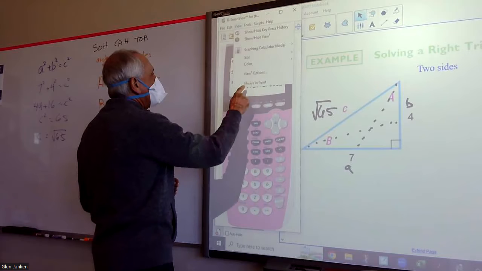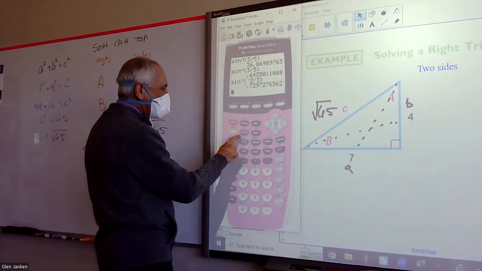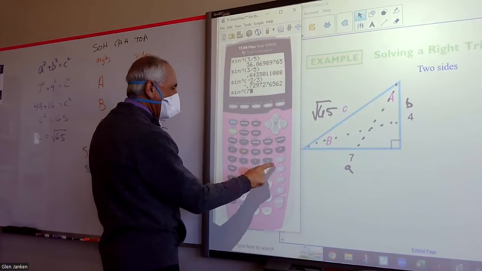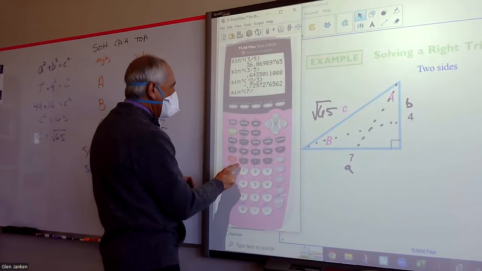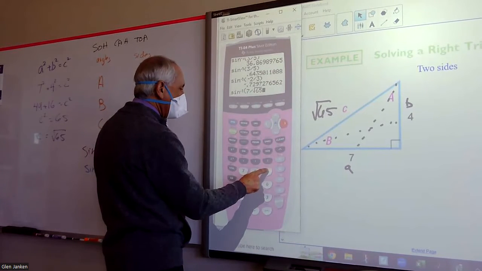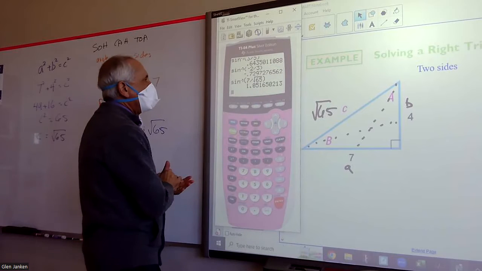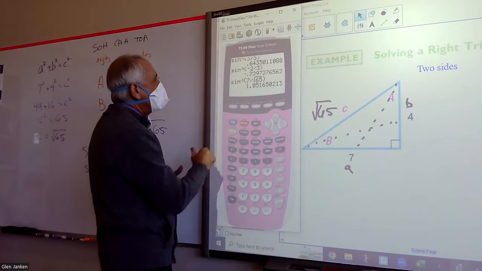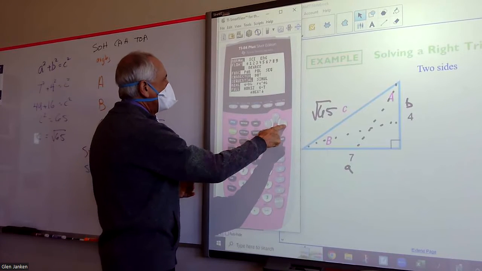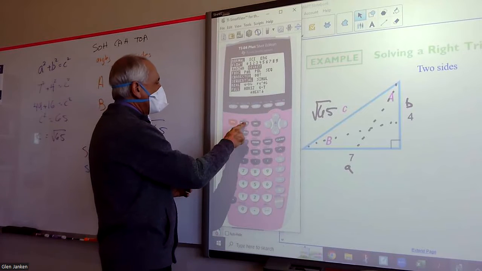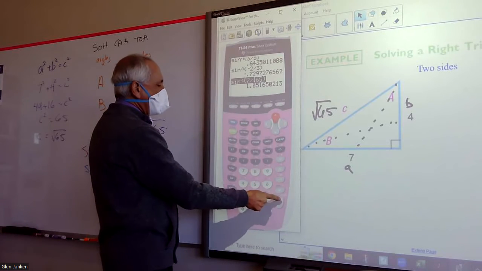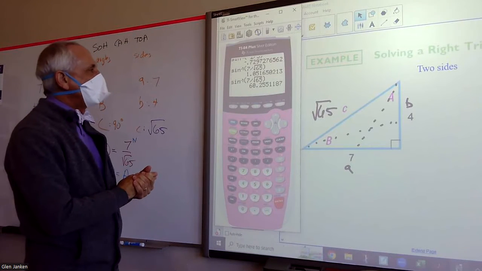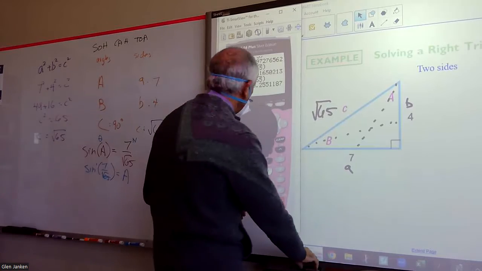So I'm going to go inverse sine, second sine, and my argument is 7 divided by the square root of 65. Wow, 1.05. I'm thinking that I'm in radians, not degrees. Let's see. My mode. Yeah, I'm in radians. I've got to change my mode to degrees. So I'm just going to go right back up here and copy it. So this is a 60.25 angle. Angle A is 60.25 degrees.